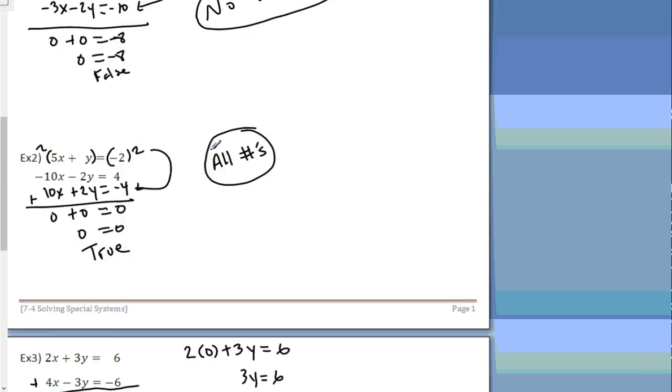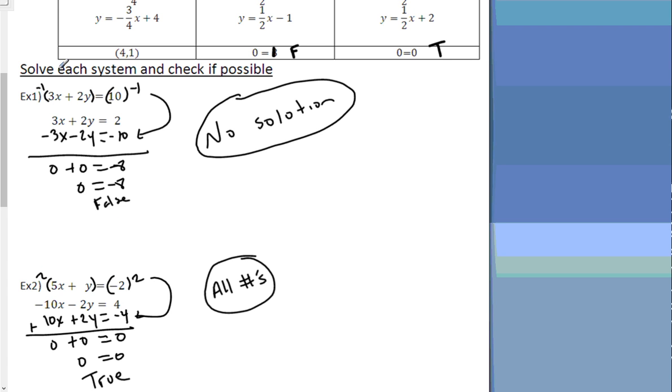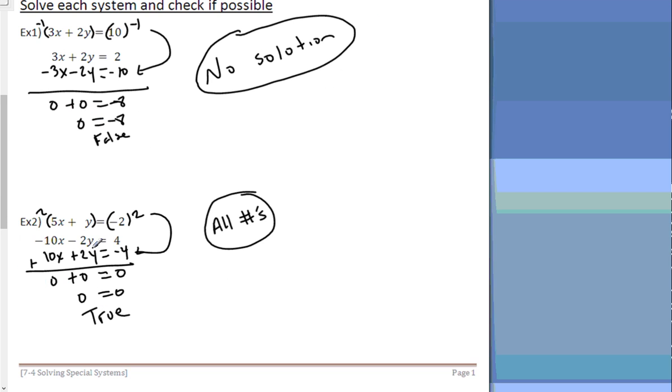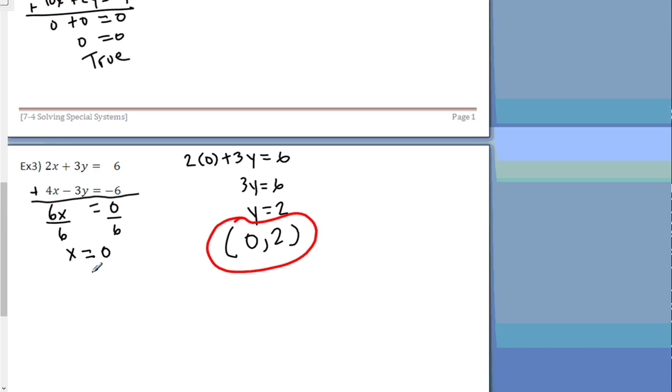It's a real easy lesson. If the variables go away and whatever's left is false, it's no solution. If whatever's left is true, it's all numbers. And if the variables don't go away, you just get an answer. Okay? And that's it. Good luck with it.